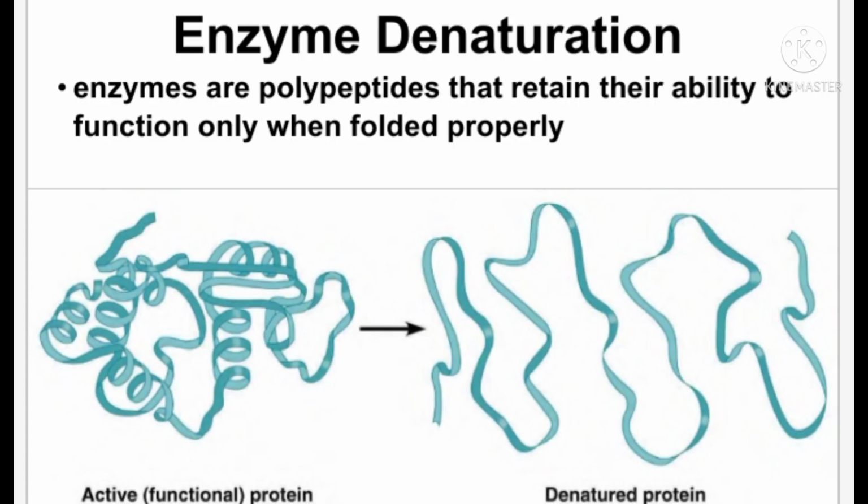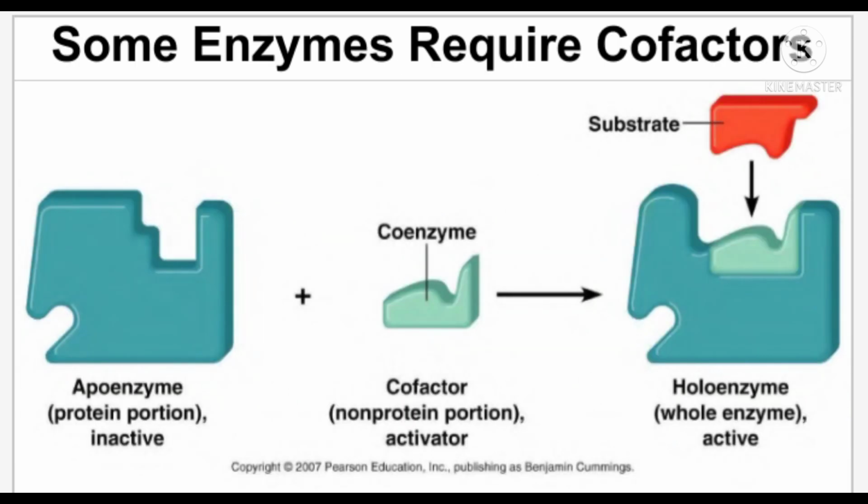Now, let's go to enzyme denaturation. Enzymes are polypeptides that retain their ability to function only when folded properly. So, changes in temperature or pH can disrupt amino acid interactions, causing the protein to unfold and become denatured. Now, let's go to how some enzymes require cofactors.